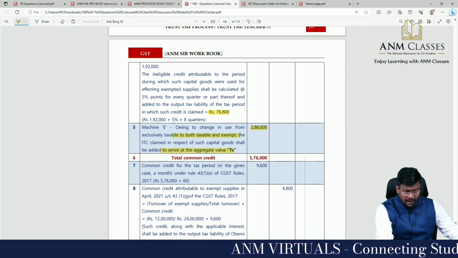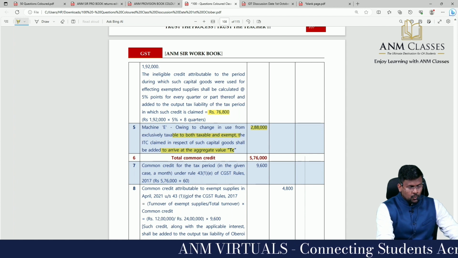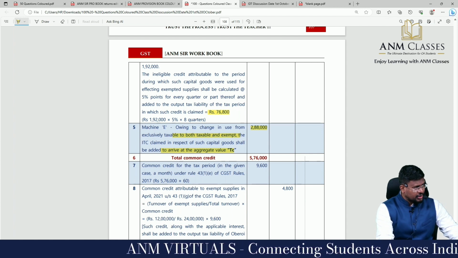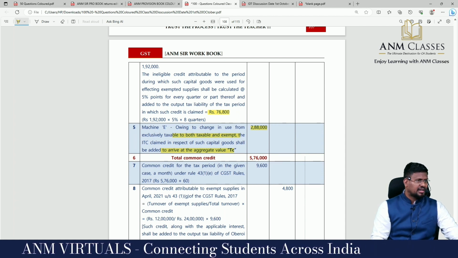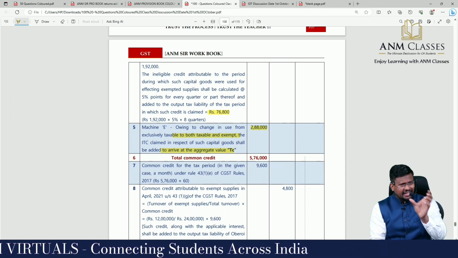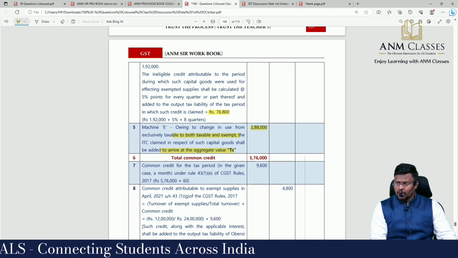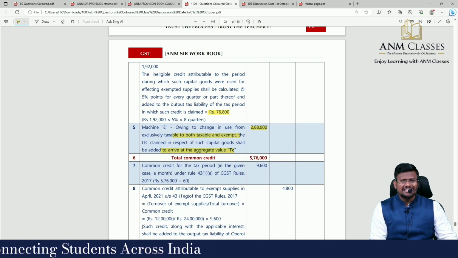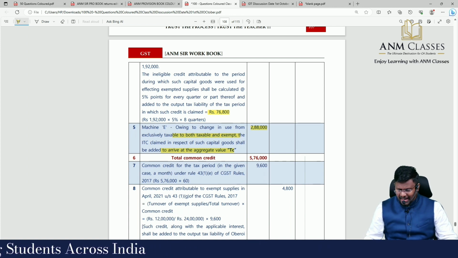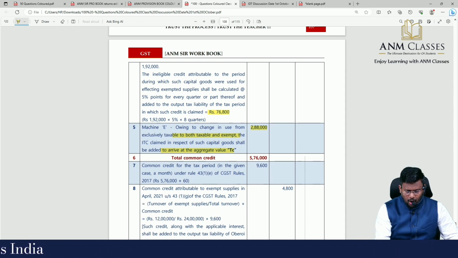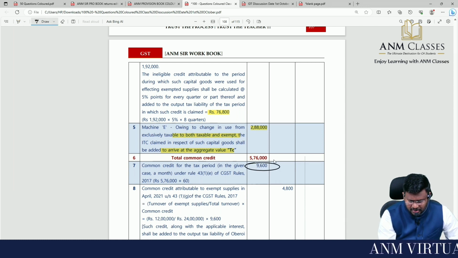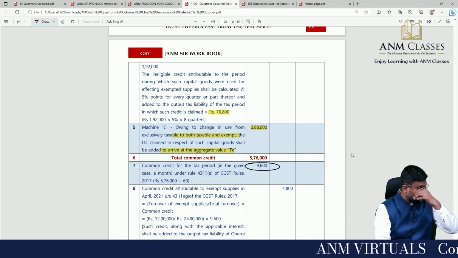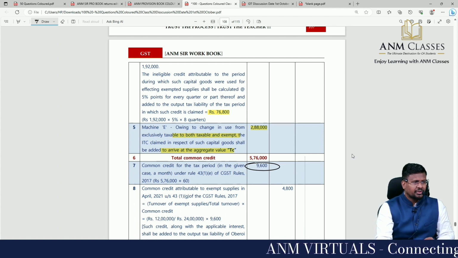We all know, sir, the life of a machine is how many years? 5 years, which means 60 tax periods. Correct? Because in a year 12 tax periods are there. So 12 into 5, 60 tax periods. So 5,76,000 divided by 60 means the common credit attributable for a particular month is 9,600. Correct? 9,600.